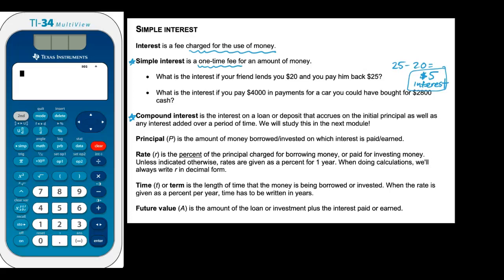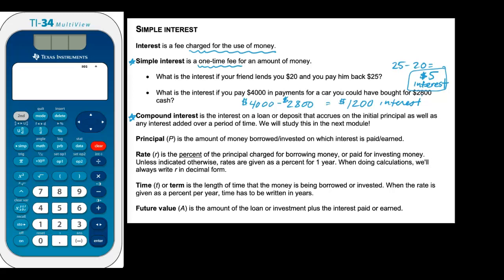This next one, let's say this person has paid $4,000 in payments for a car, but they could have bought the car for $2,800. So they paid extra since they didn't have that money up front. We always subtract to find the difference. If we subtract these, we get $1,200. So they paid an extra $1,200 in simple interest in exchange for being loaned this money.